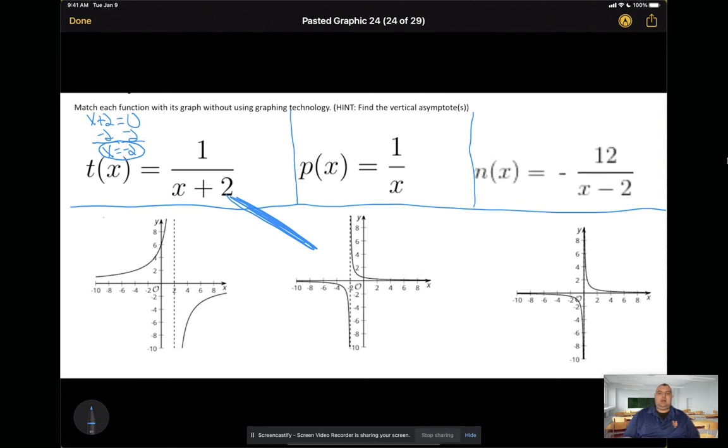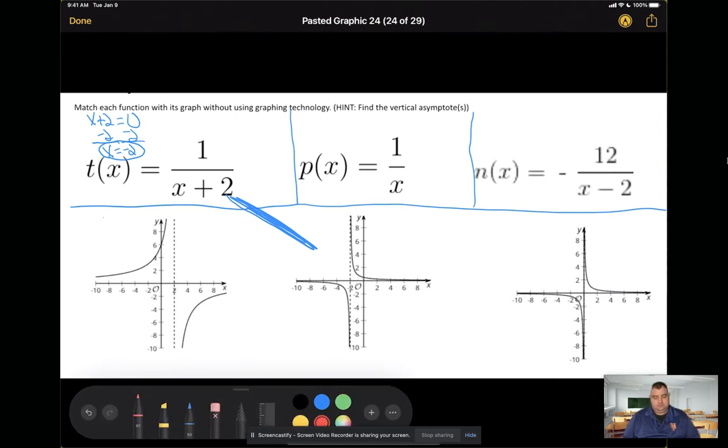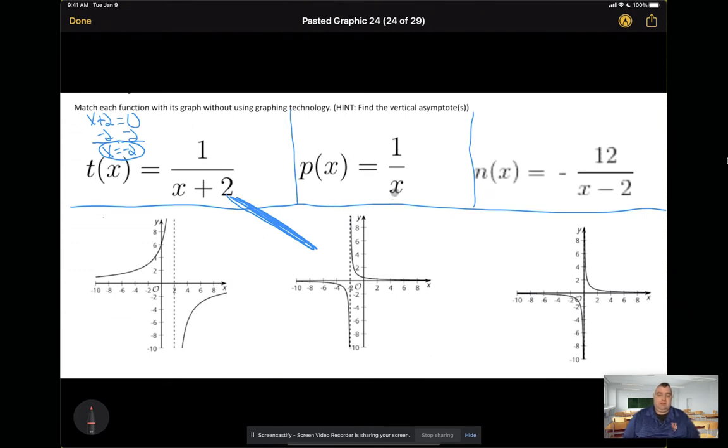Okay. Number 2, our denominator is x. So if I set that equal to 0, I simply end up with x equals 0. So there are only 2 graphs left. Which one of these graphs has a vertical asymptote at x equals 0? And it's this one right here. You can see the vertical asymptote gets really, really close to the graph but never actually touches it. So this function goes with this graph.